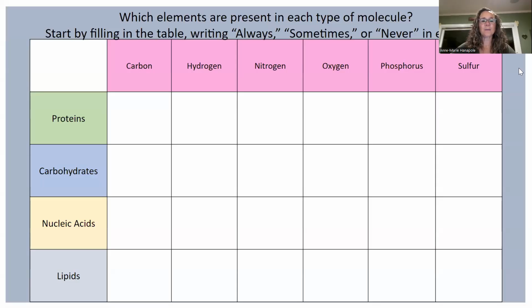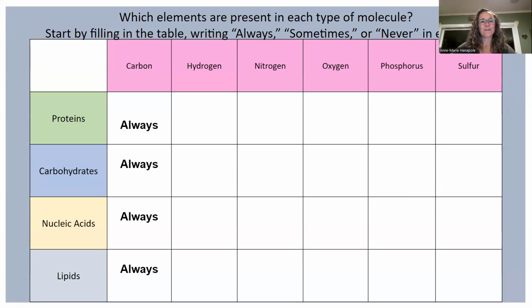So we want to think about each of those different macromolecules that we've got in our bodies, and which atoms there are in each one. So take a minute to think about carbon and which macromolecules you would find it in. And same thing with hydrogen, nitrogen, oxygen, phosphorus, and sulfur. So if we do that, we take a quick look at that.